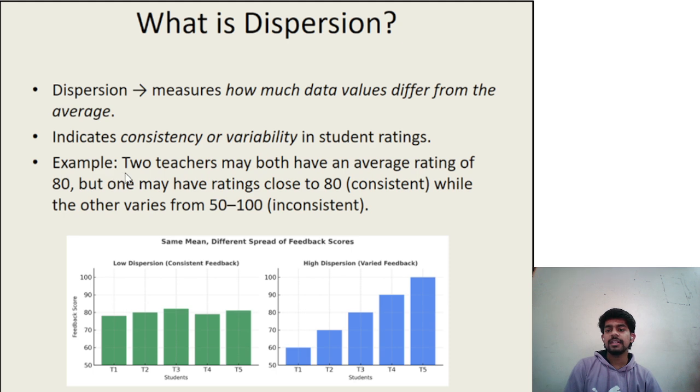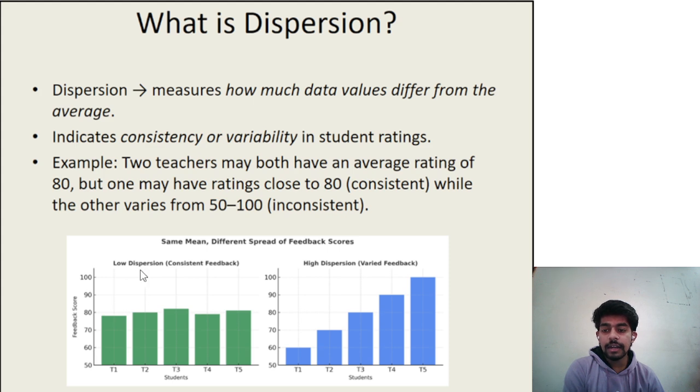Here we have another example. Two teachers may both have an average rating of 80, but one may have ratings close to 80, while the other varies from 50 to 100. Exactly the example which I told. Inconsistent. Here it shows a graph.